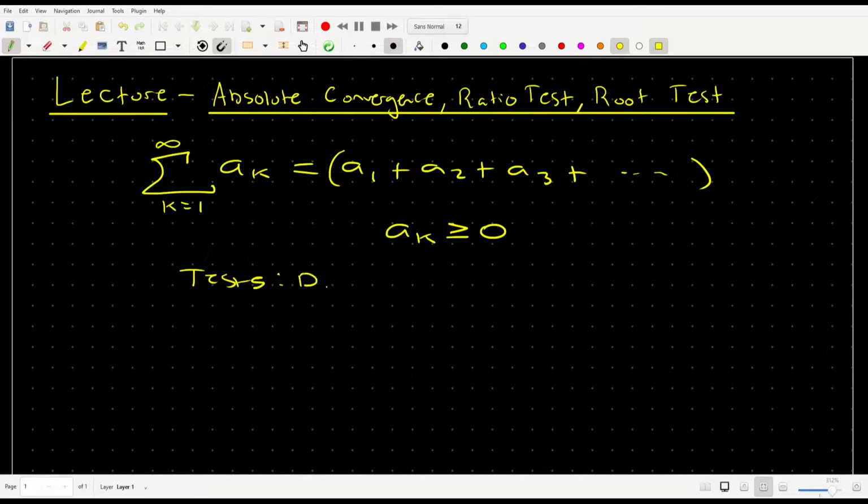The tests that we've discussed so far have been the direct comparison theorem, the limit comparison theorem, and the integral test. But we know that this is not in general the case. In general, we can have a series with both positive and negative terms, and there is going to be a special type of convergence that we're going to have to define for such series.